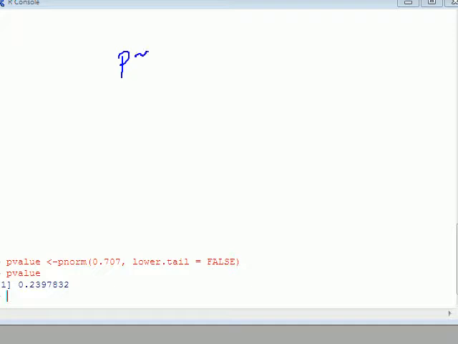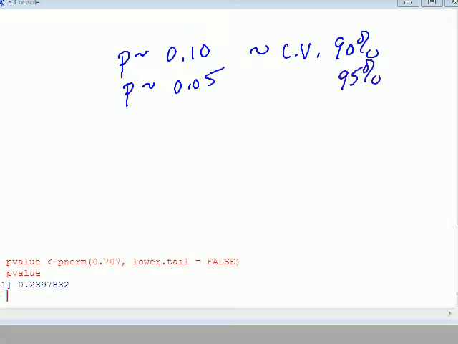A p-value of 0.10 is associated with a confidence level of 90%. A p-value of 0.05 is associated with a confidence level of 95%. This is 0.239. You have absolutely no confidence here at all. So as the p-value goes up, the confidence is going down.